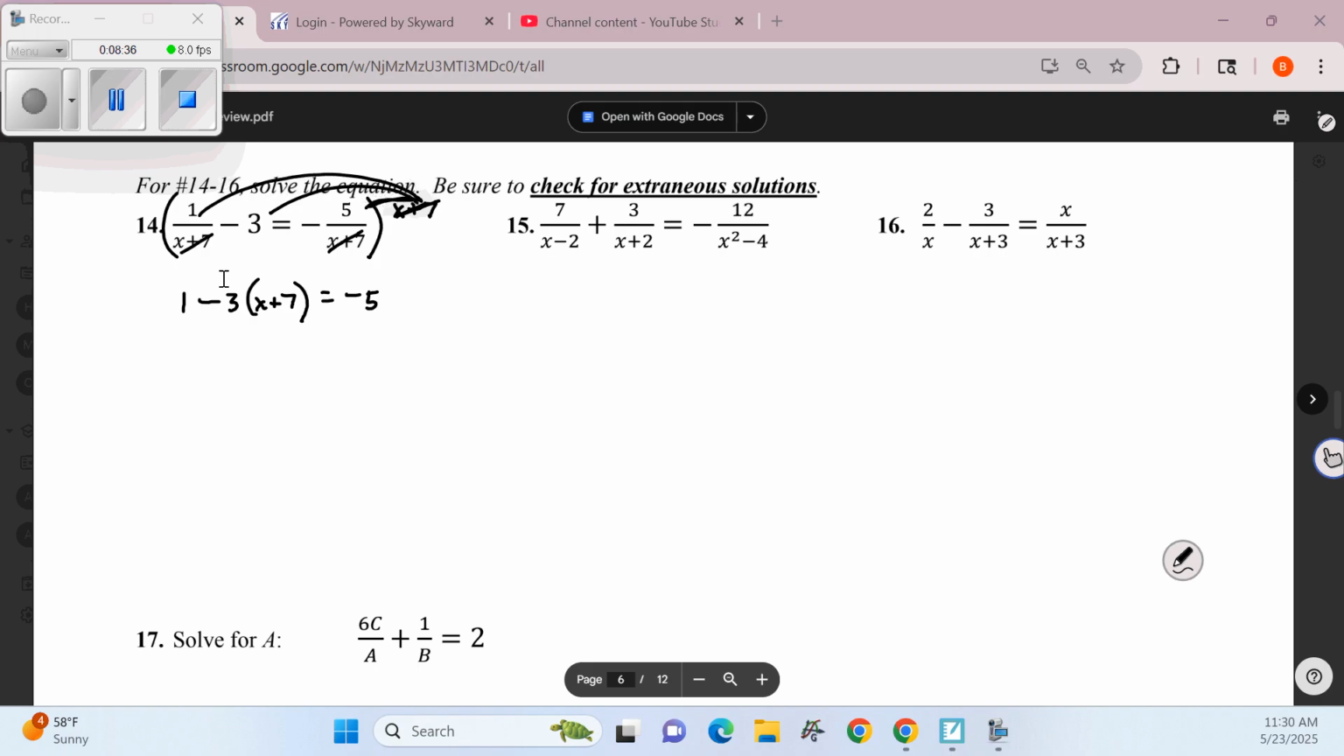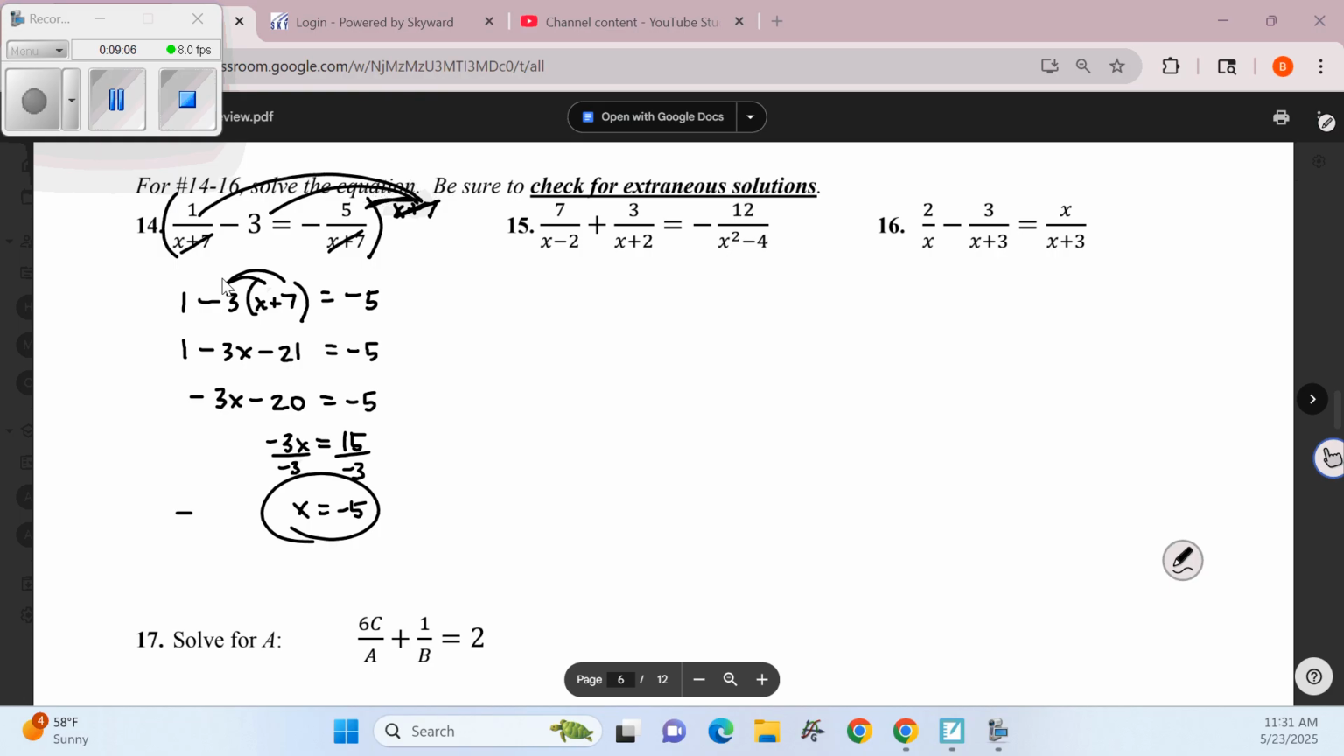And so we end up solving a relatively basic equation here. Distributing through the negative 3, we get 1 minus 3x minus 21 equals negative 5. Combining the 1 and negative 21, we end up with a negative 3x minus 20 equals negative 5. If we add the 20 over, we get negative 3x is equal to positive 15. Dividing by negative 3, we end up with x is equal to negative 5.